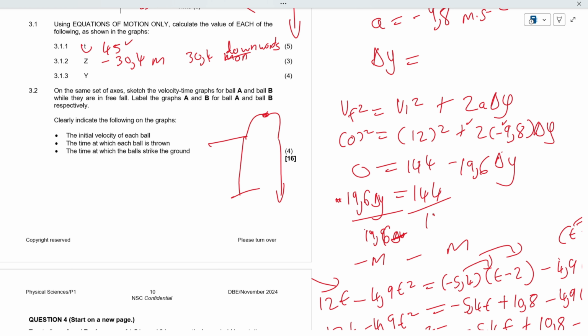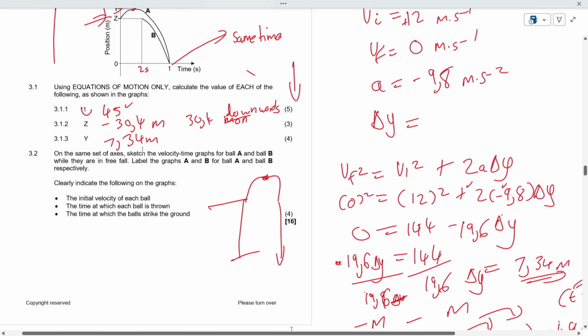So just divide by 19.6, then we get our change in y equals 144 divided by 19.6, which is 7.34. That's not meters per second, but meters. So 7.34 meters. So that's our y.